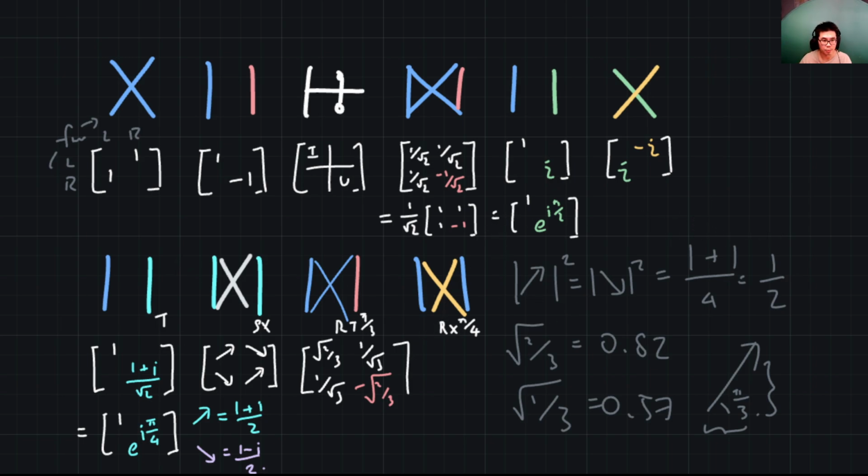And the last one we will discuss, the RX pi over 4, behaves just like an H gate, except this time the cross paths are all negative i. So this is an introduction and an impression of the matrix representations.